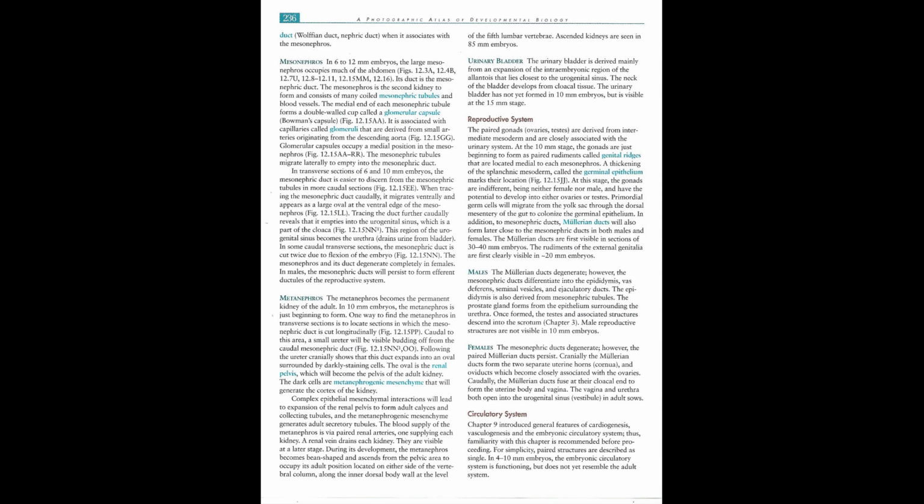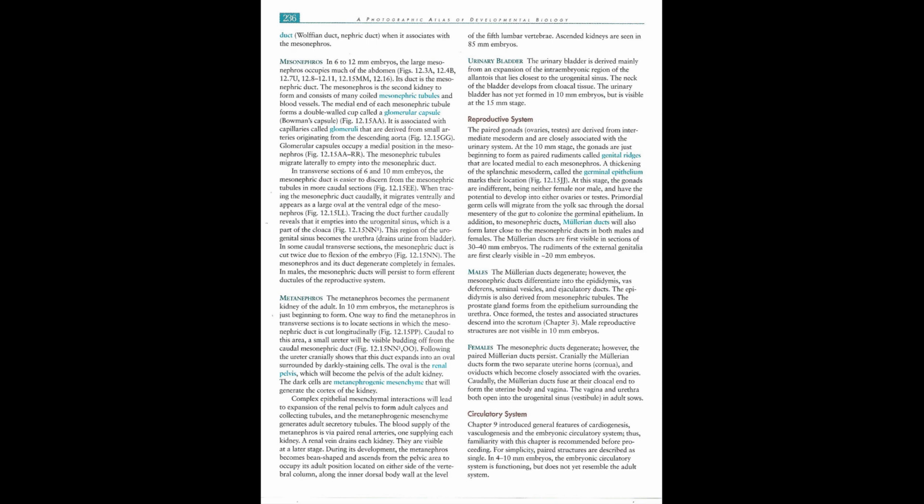The mesonephric tubules migrate laterally to empty into the mesonephric duct. In transverse sections of 6 and 10 mm embryos, the mesonephric duct is easier to discern from the mesonephric tubules in more caudal sections, Fig 12.15e. When tracking the mesonephric duct caudally, it migrates ventrally and appears as a large oval at the ventral edge of the mesonephros, Fig 12.15ll. Tracing the duct further caudally reveals that it empties into the urogenital sinus, which is a part of the cloaca, Fig 12.15nn. This region of the urogenital sinus becomes the urethra, which drains urine from the bladder.